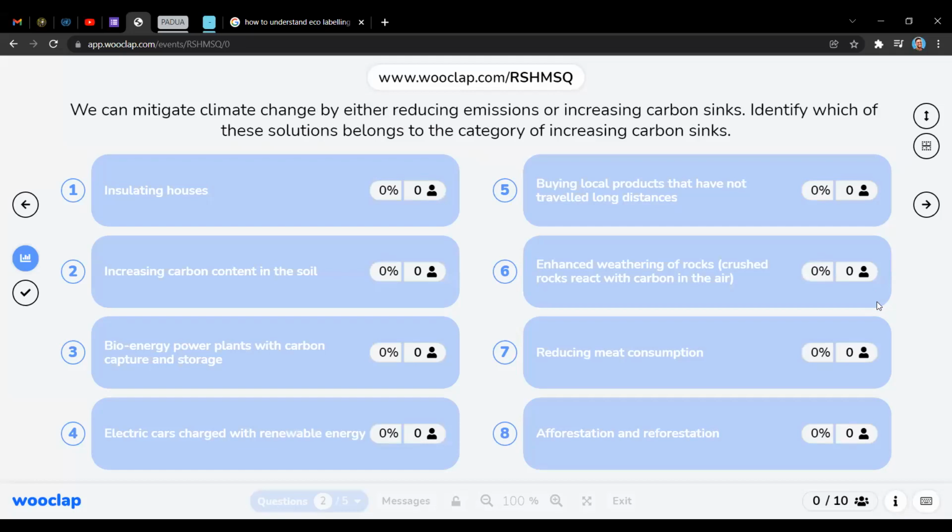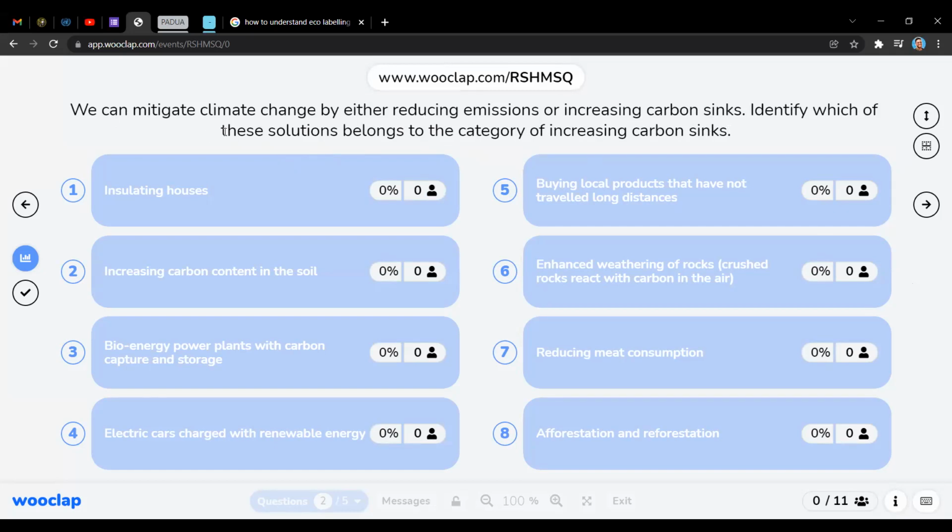Okay, so the second question, again, it's just the same process. It should be showing on your screen now. The second question is, we can mitigate climate change by either reducing emissions or increasing carbon sinks. Identify which of these solutions belongs to the category of increasing carbon sinks.